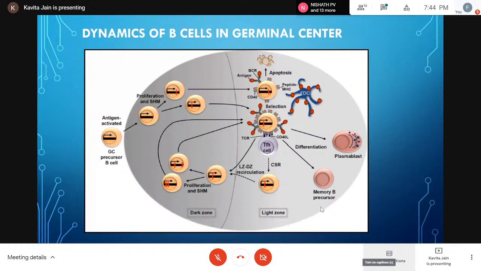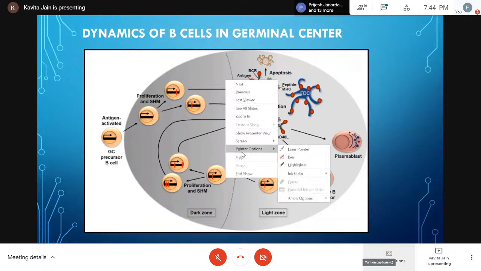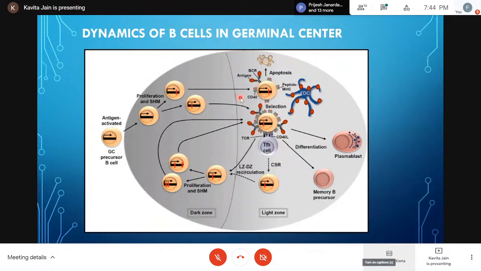So before we go on to the pathological aspect, we should also learn about the B cells, the dynamics of B cells in a germinal center. It would make it easy for us to understand how the RS cells are actually known to originate from the germinal center. Now, normally when an antigen comes and attacks, then early immune response takes place.